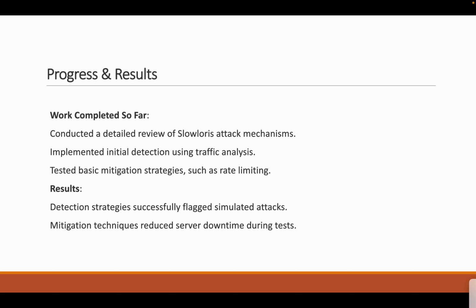I conducted a thorough review of how Slowloris works. I set up test environments and ran simulations to analyze detection methods. I also implemented basic mitigation like rate limiting and timeouts. The results are promising. Detection strategies could flag simulated attacks.